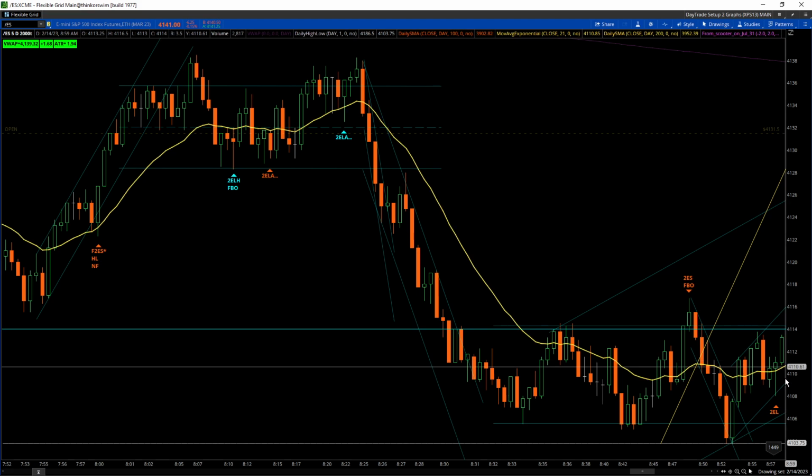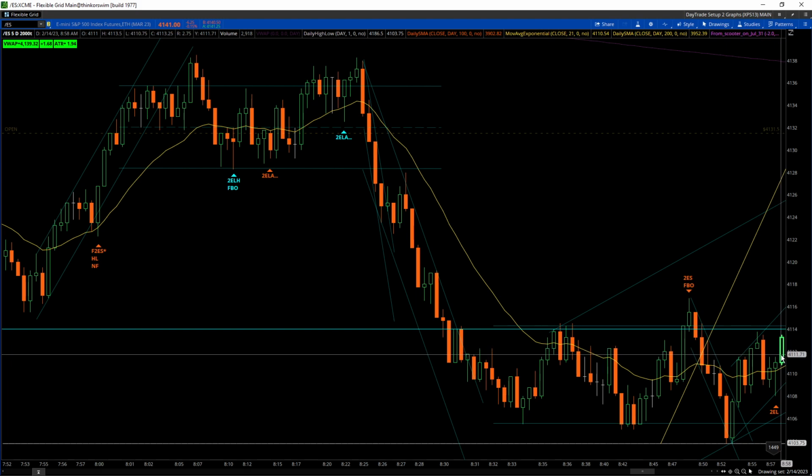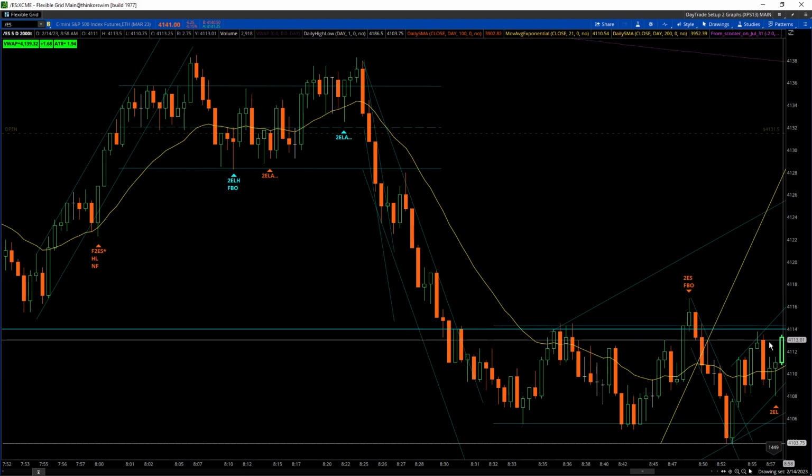So it could have easily just kind of failed and come back down because this might not have been a second entry long. To get it, I'd have to place an order on this candle one tick above and take it as it moved up and pulled me in.